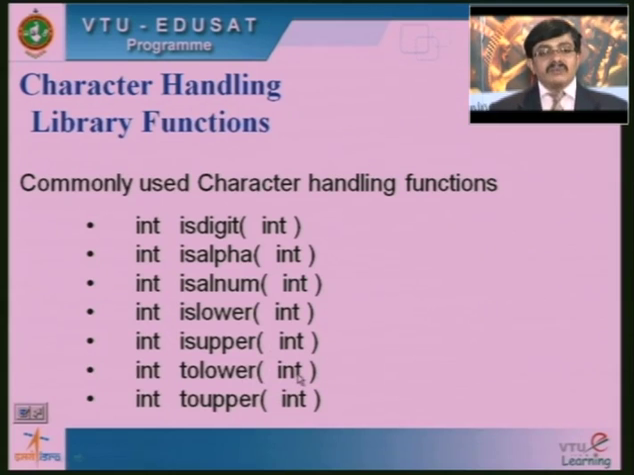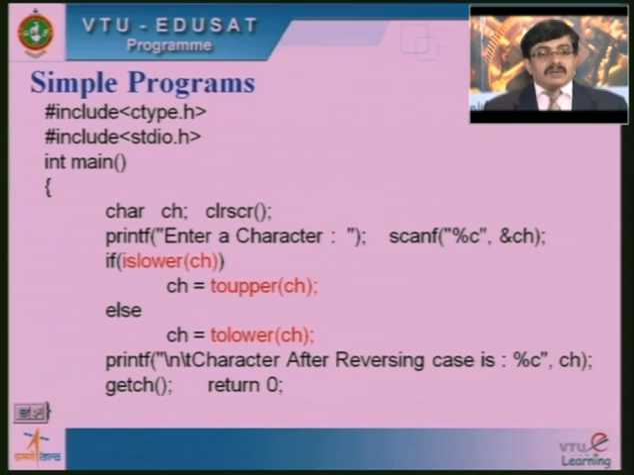Now, let us see a few programs which use these functions. Here, the first program declares ch as a variable of type character. You have to make sure that this is a single character, not a string. String means an array of characters. Whenever I am using the character handling functions, I must include the header file ctype.h.